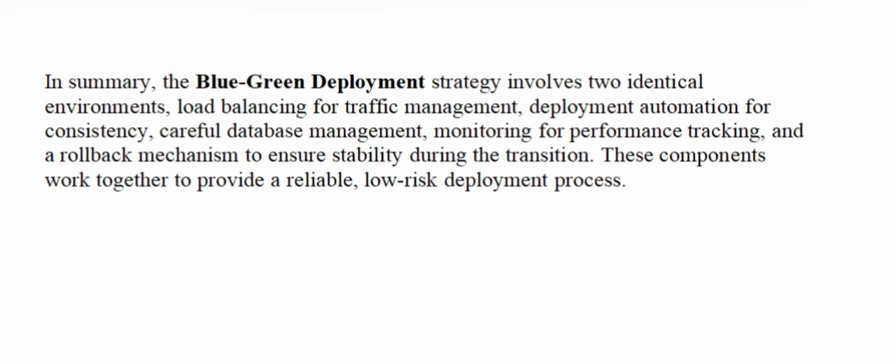In summary, the blue-green deployment strategy involves two identical environments: load balancing for traffic management, deployment automation for consistency, careful database management, monitoring for performance tracking, and a rollback mechanism to ensure stability during the transition. These components work together to provide a reliable, low-risk deployment process.